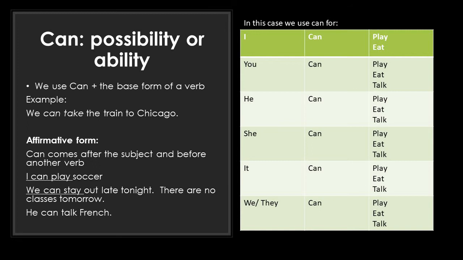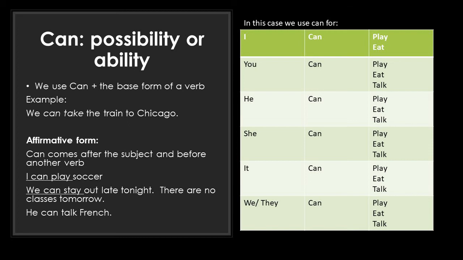As you can see, it says I can play, I can eat, you can play, you can eat, you can talk, or something like that. He can play, he can eat, he can talk. Remember that we use can plus the base form of the verb. For example, here it says we can take the train to Chicago.